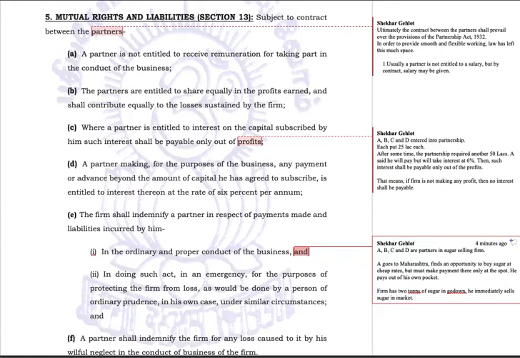Now in such cases, the firm cannot have any liability upon him. The firm will have to compensate him if some loss he has suffered due to preventing loss for the firm, or in case he has incurred some personal liability.